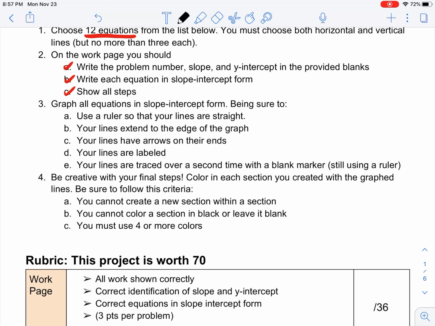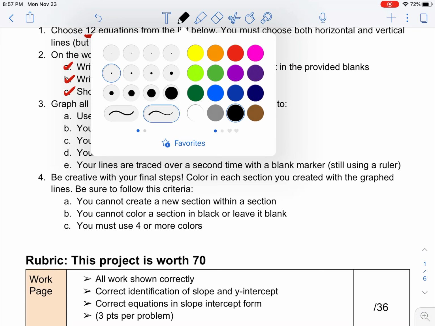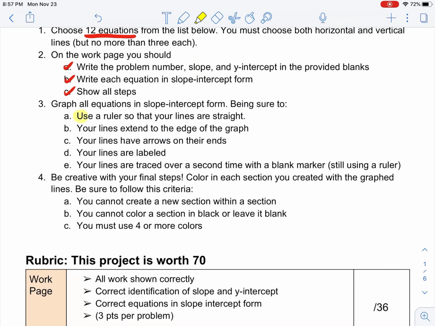Now there are some things that I want you to know. I'd like for you to use a ruler. I'd like for you to extend your lines to the edge of the graph. They should have arrows, they should be labeled, and they should be traced over a second time with a, well, that's supposed to say black, not blank, my apologies. So that should say black, with a black marker. Still using a ruler. So let's talk about what that would look like real fast.